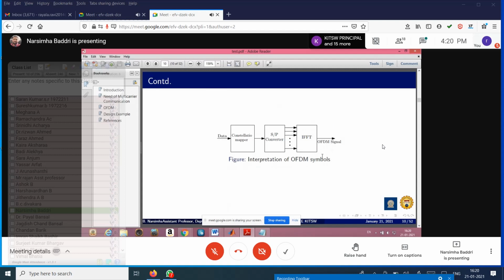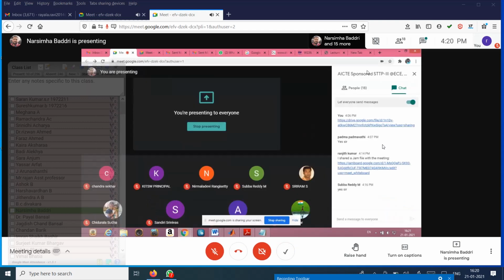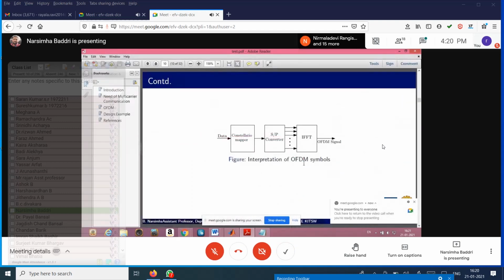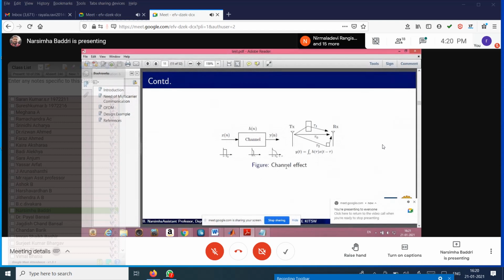Okay, so now coming to another block, everyone knows, that is CP, cyclic prefix. Before discussing this cyclic prefix block, we will see the channel effect. When you are transmitting a signal, whether it is discrete or analog, this X of n is transmitted through the channel and you will receive it as a Y of n, and the Y of n is a convolution of X of n and H of n, that everyone knows.